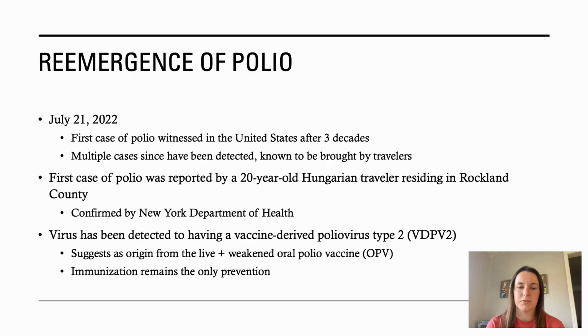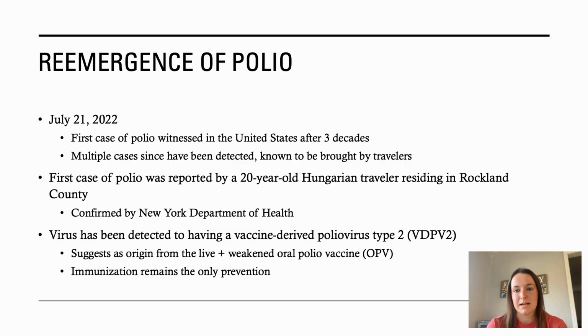On July 21st of 2022, the United States received its first poliovirus diseased person in 3 decades, which goes to show how well the vaccine did work, as this person was traveling from outside the United States to the United States. He was Hungarian and he resided in Rockland County. This case was confirmed by the New York Department of Health, and they had received other persons that also had poliovirus, which again were traveling from outside the United States to the United States.